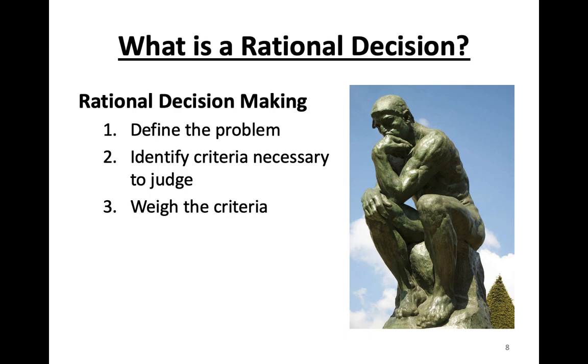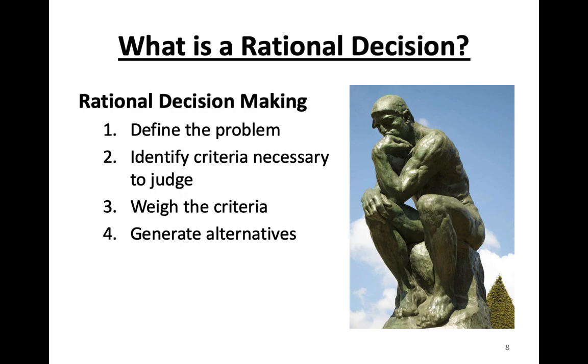Once you've established the criteria that you're going to use to differentiate between the different options, you then need to weigh the criteria. That is, which is the most important? Is it location? Or is it affordability? Or is it the type of degree that are offered? The idea is that you'd have a rank ordering of which criteria are the most important.